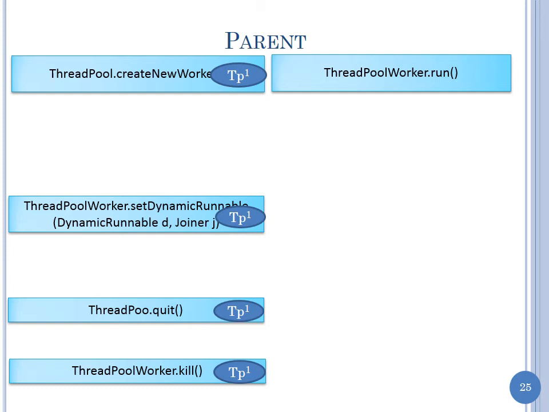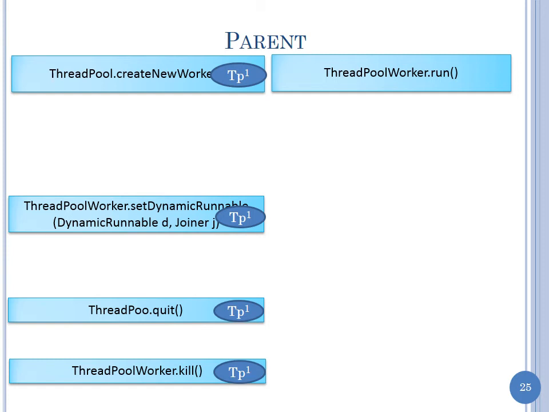Now let's look at threadpool worker.run. Who's going to call this particular method? Would that be both the parent and the children? Why the child? Okay, so we've got two answers: both the parent and the child, or just the parent, and there's a third possible answer, just the child. So why did you think both the parent and the child?